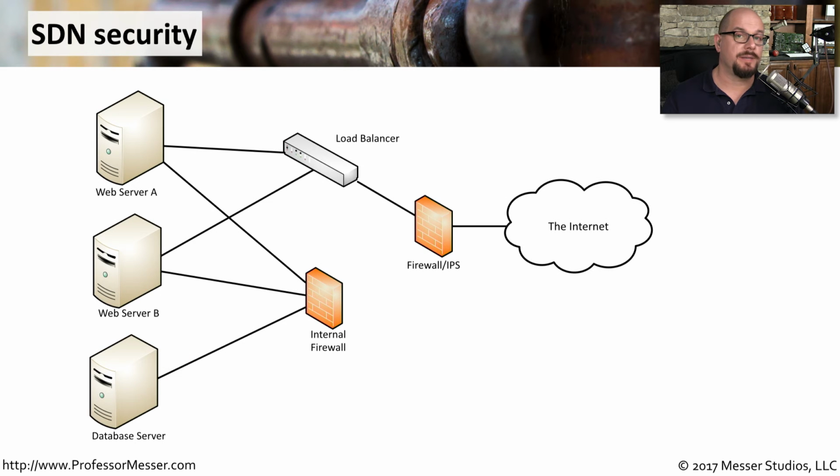With SDN, you can simply click a few buttons and add a firewall or an IPS in the places where it makes sense. For example, you might want to add a firewall with IPS functionality between the internet and the load balancer, and you might also want to add an internal firewall for the communication that takes place between the web servers and the database server.